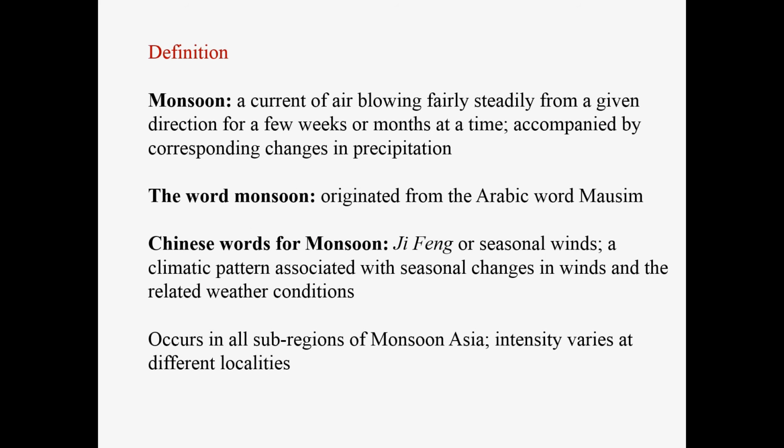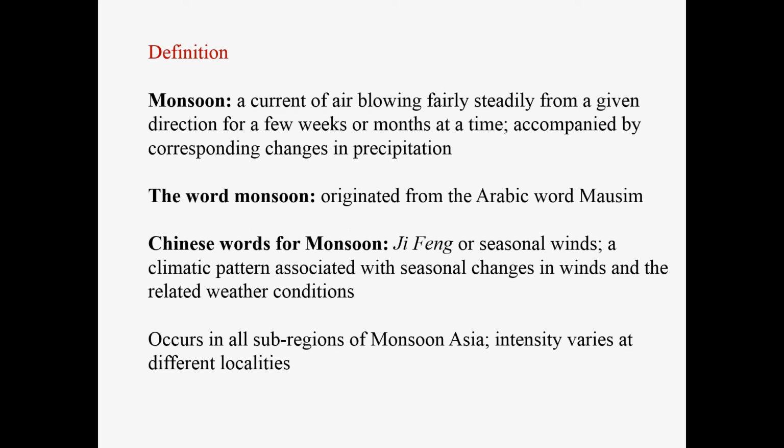The definition of the monsoon is a current of air blowing fairly steadily from a given direction for a few weeks or a few months at a time. These seasonal reversals of wind are also accompanied by corresponding changes in precipitation.